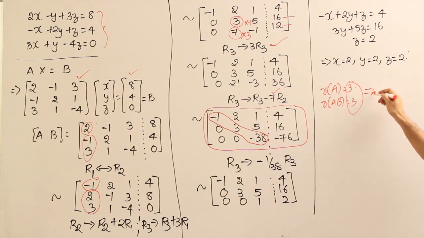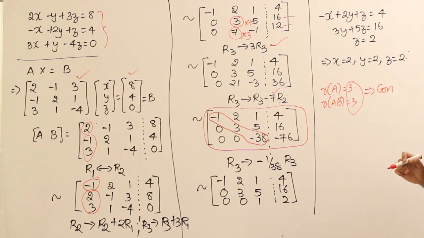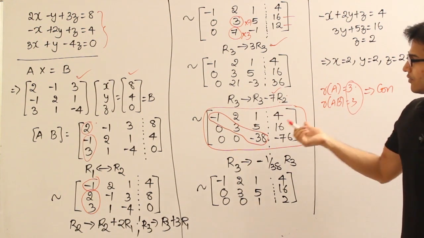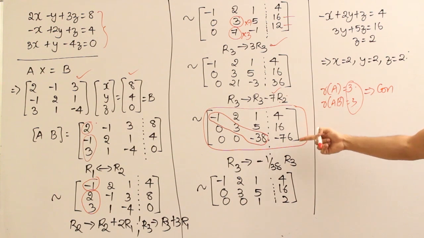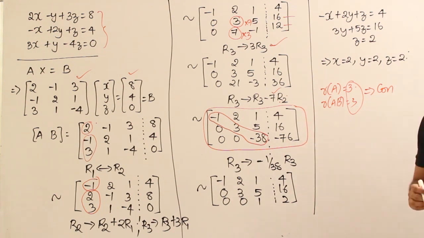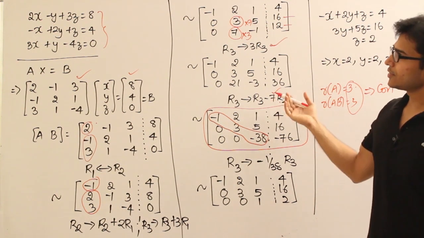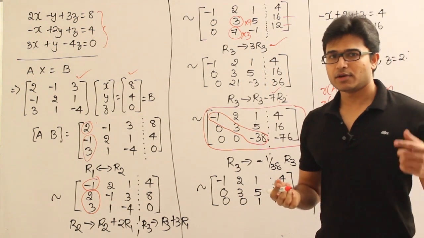So what does it mean? It means that it is consistent. What does it mean? It means that we have a solution existing. So in that case, I'll continue further and I'll try to find out the equivalent equations to those equations, and then I'll try to solve it.